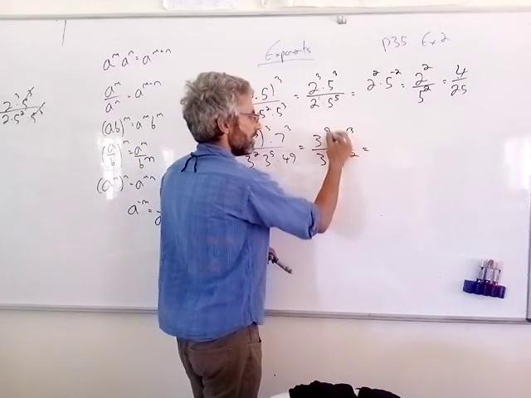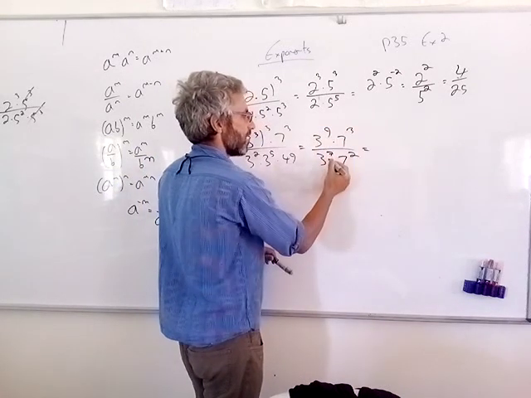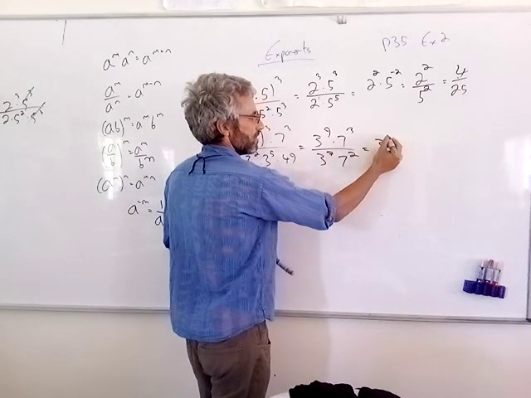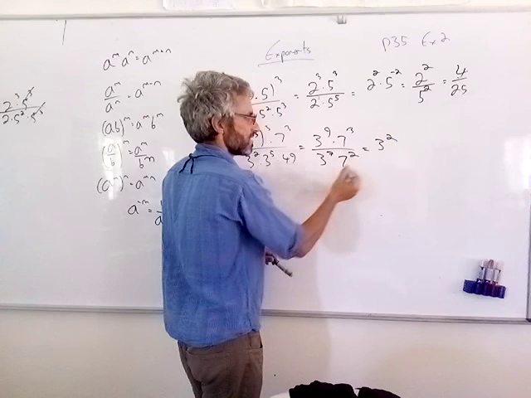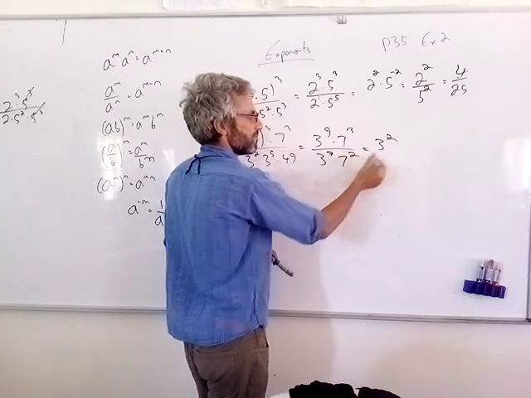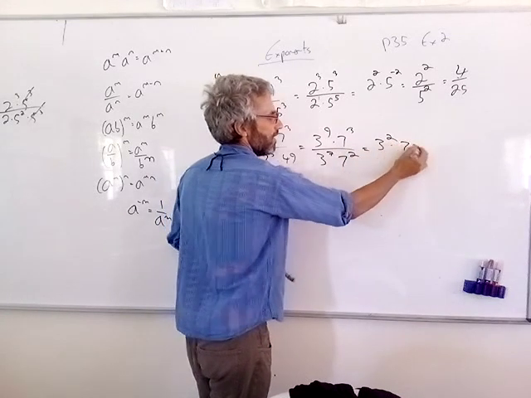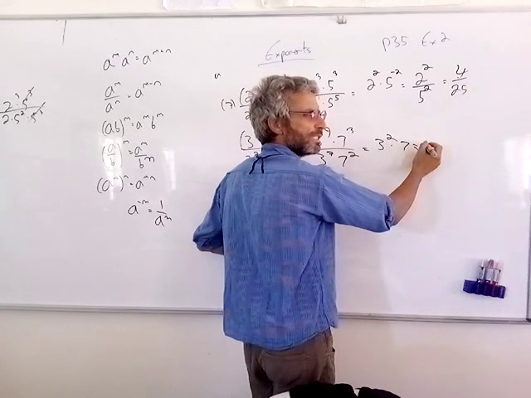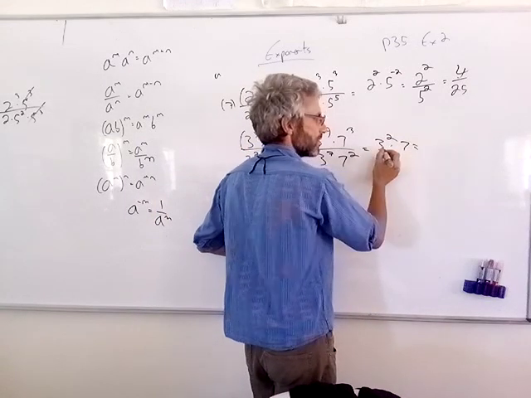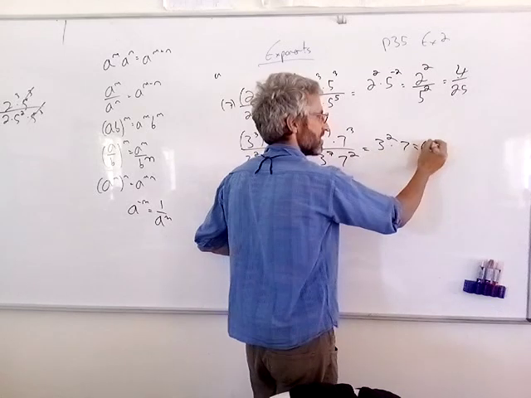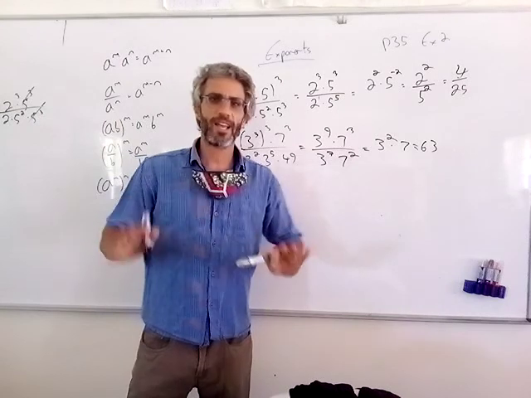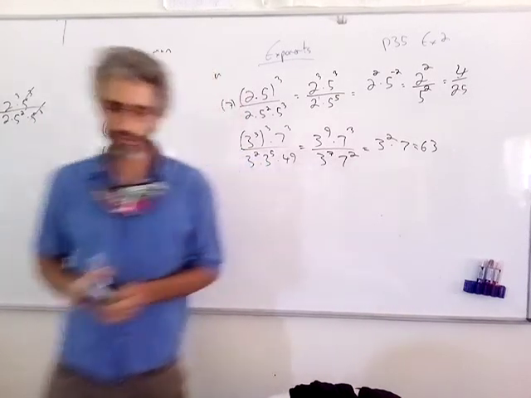And now I can say, what is 3 to the power 9 divided by 3 to the power 7? 3 squared, 9 minus 7, and 7 cubed divided by 7 squared is 7. And then if I want, I can just find the answer, 9 times 7. Okay, let's pause here, get you to do a bit of exercise, and we'll carry on with the video.